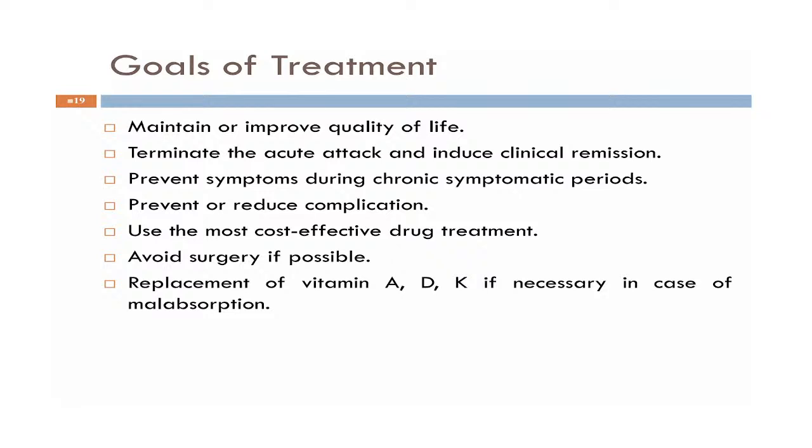Now, how do you treat these patients? Basically, it is an inflammatory disease, so you cannot completely cure it. You have to improve the quality of life of the patient, terminate the acute attacks and induce clinical remissions, prevent the symptoms during chronic symptomatic periods, prevent or reduce the rates of complications, use the most cost-effective drug treatment, avoid surgery if possible, and replace nutrients such as vitamins A, D, E, K if necessary in cases of malabsorption. So IBD, Crohn's disease, was an important differential diagnosis in malabsorption also.